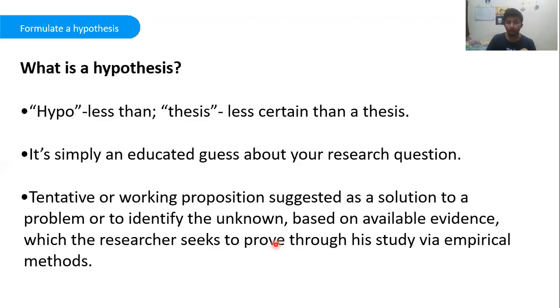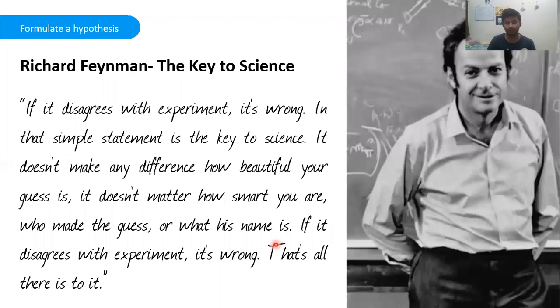So, how important is testing for a hypothesis. This was very beautifully put by a very eminent scientist, Richard Feynman. I think you may know him, you may not know him. He's one of the most brilliant theoretical physicists. In his lecture, he says, what is the key to science? If it disagrees with the experiment, it is the hypothesis or the guess. If the hypothesis disagrees with the experiment, it's wrong. In that simple statement is the key to science.